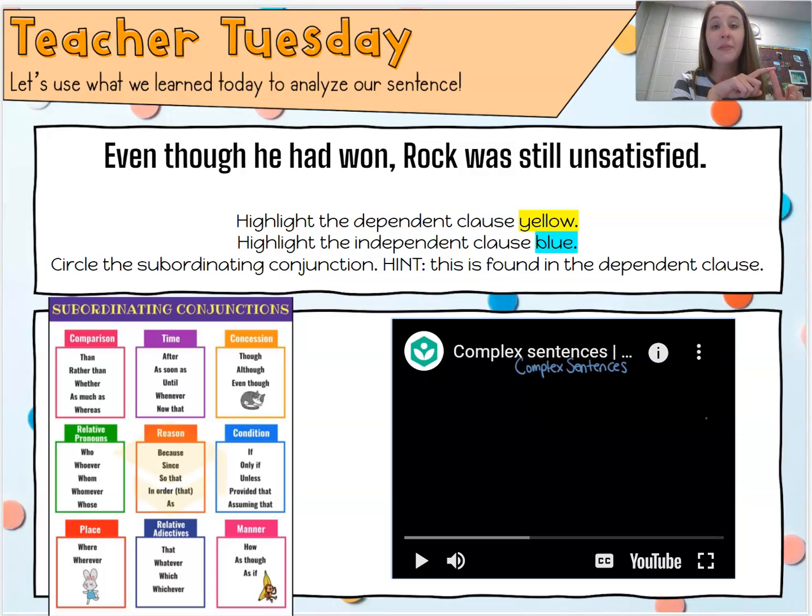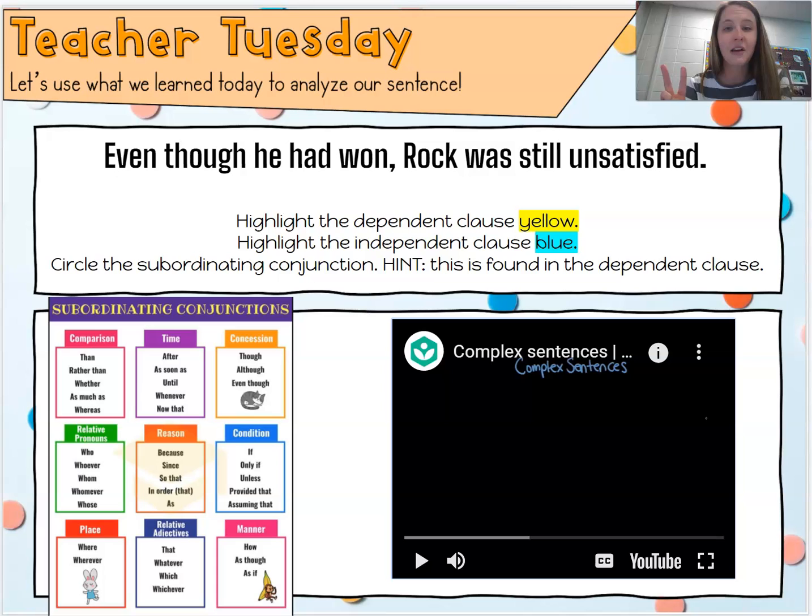And so a complex sentence has one independent clause and at least one dependent clause, and that's what makes it a complex sentence. It has two of those things. And so our mentor sentence this week is, "Even though he had won, Rock was still unsatisfied." And so as I look at this sentence, I can break it into two parts. I can break it into an independent clause and a dependent clause.